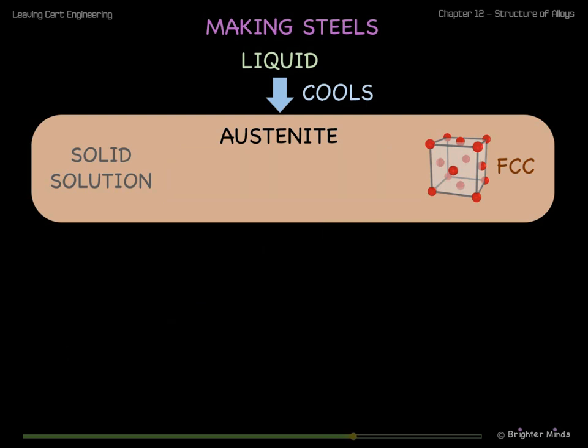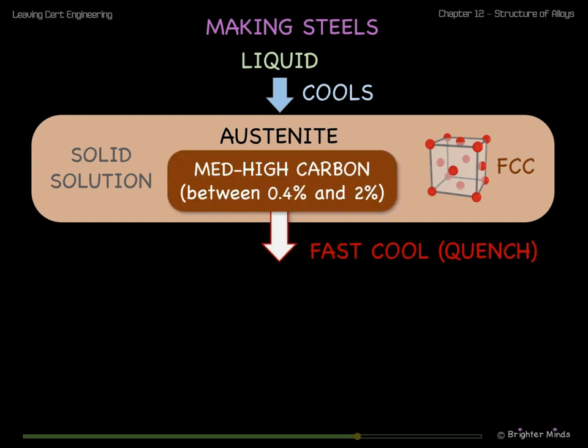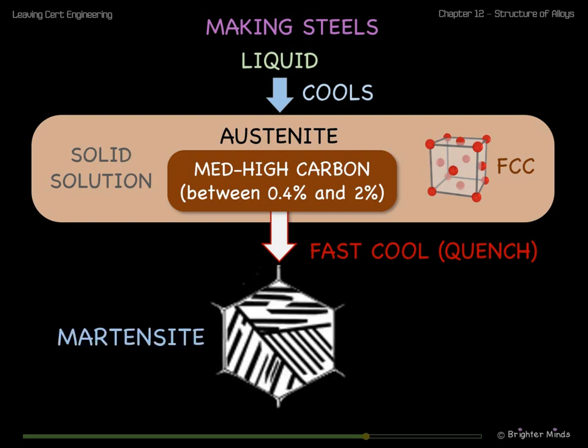One way of creating very hard steel is to cool austenite with medium to high levels of carbon very quickly. What happens here is that the excess carbon does not have time to come out of the austenite, and a distorted needle-like structure called martensite is created. Martensite is a very hard and brittle material. We will see more of martensite later in Chapter 14, Heat Treatment.